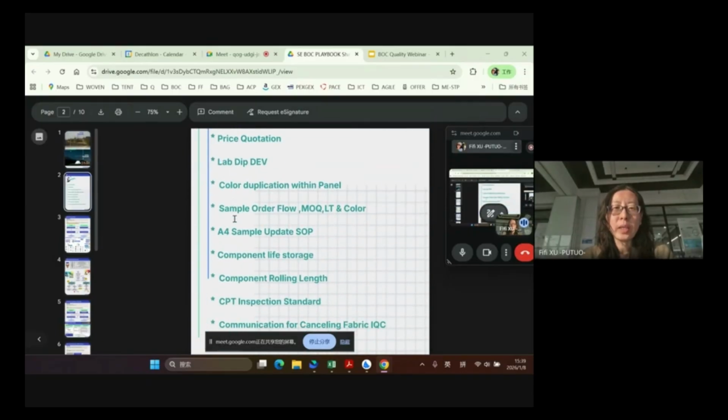Here are the topics we collected from the feedback, including price quotation, color development, color management, sample order flow and relevant information, sample management, component lifetime storage and rolling length and weight, component inspection, and whether we can cancel in the fabric IQC issue. We cannot clarify every topic one by one since time is limited, so we will choose one of the most popular topics, which is color, to show how to use the playbook.